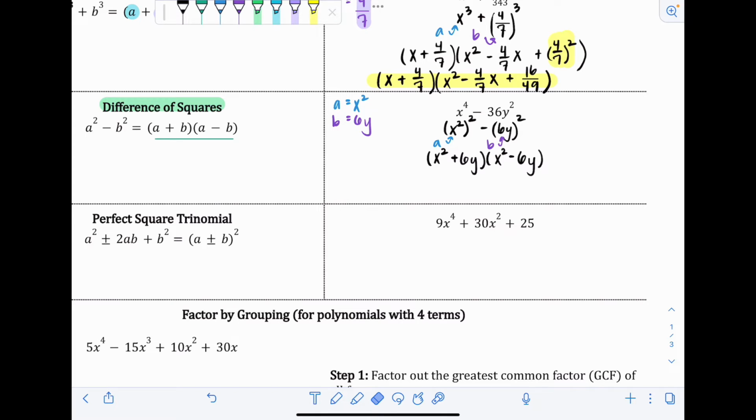When you have higher powers here, you just really want to be careful to make sure that you can't factor it any further. So for example, if that 6y term was a perfect square, because it's x squared minus that, I could technically factor it further, but 6y is not a perfect square, so I can't. But it's something you always want to check for because those problems do pop up a lot. So x squared plus 6y times x squared minus 6y, or you could switch the order and do x squared minus 6y first.